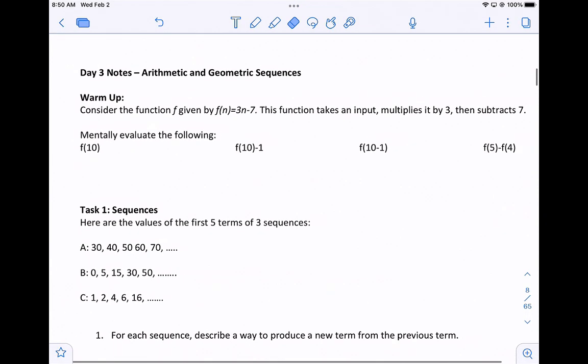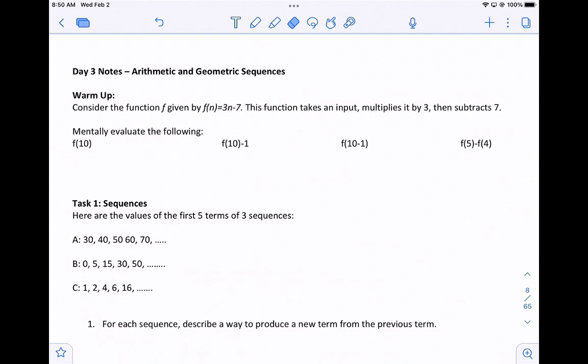Day 3, we'll take a look at arithmetic and geometric sequences. Warm-up. Consider the function f given by f of n equals 3n minus 7. This function takes an input, the n, and it multiplies it by 3 for that 3n, and then subtracts the 7. Can you mentally evaluate the following?